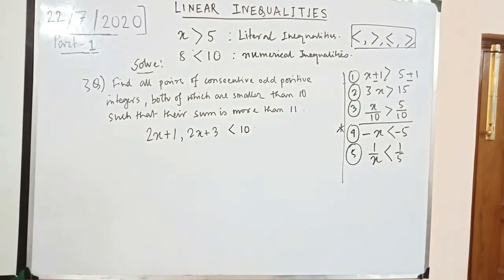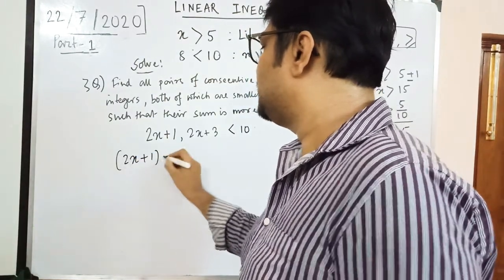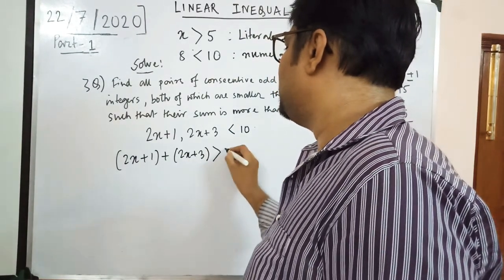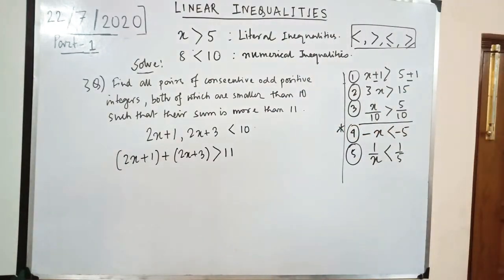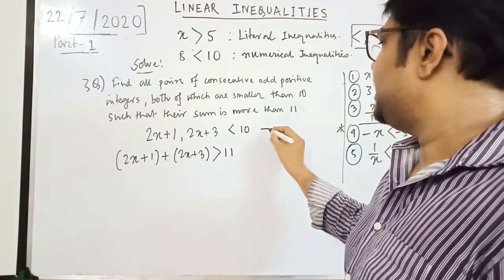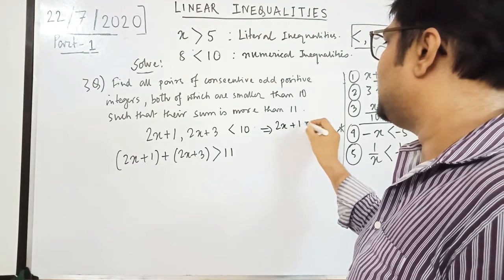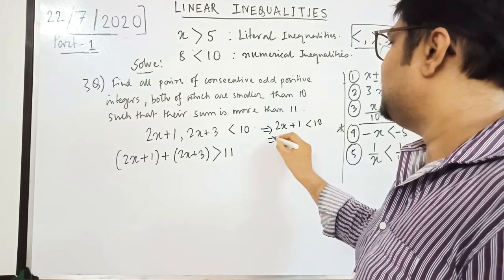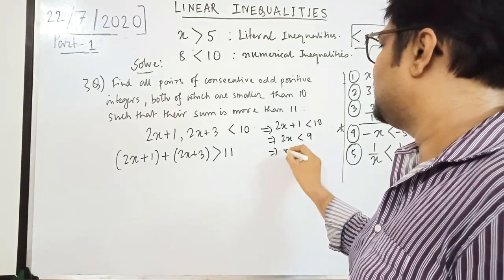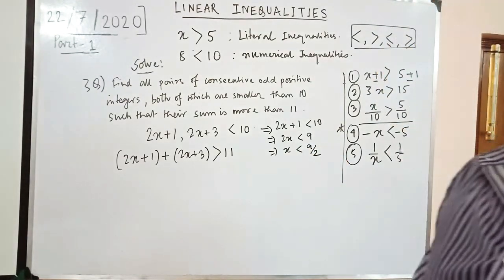Now their sum is more than 11. So let us do another thing, that is 2x plus 1 plus 2x plus 3. This is more than 11. So from individually these two, we get 2 inequalities. That is 2x plus 1 is lesser than 10. That means 2x is lesser than 9, or x lesser than 9 by 2. 9 by 2 is 4 and a half.